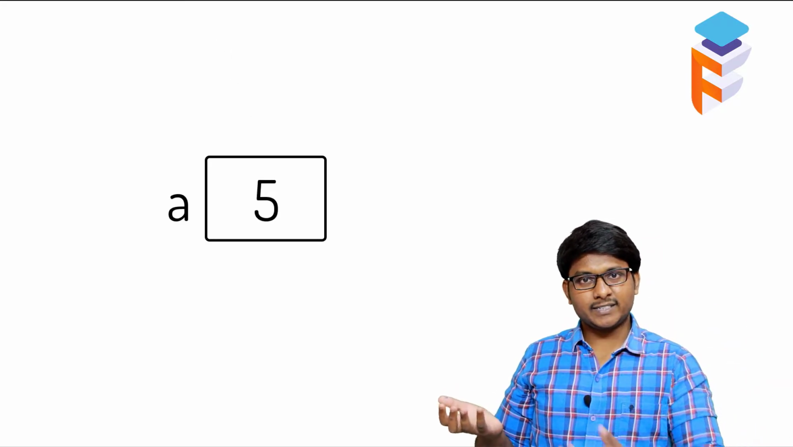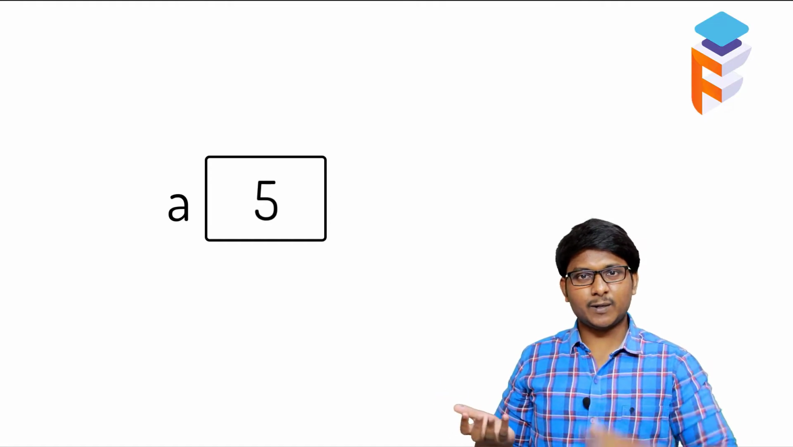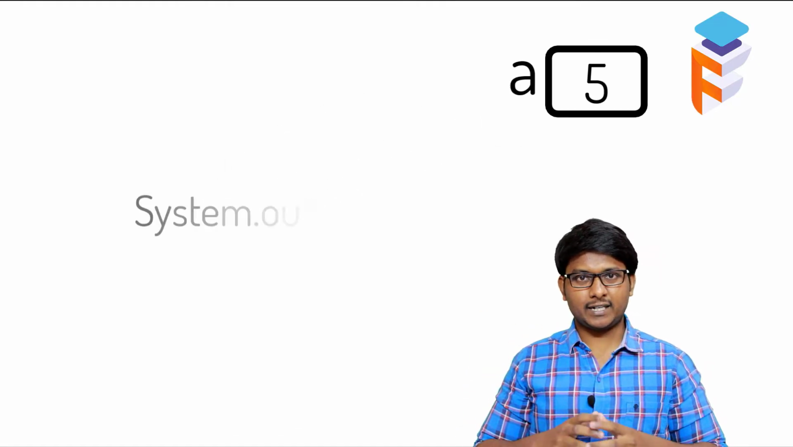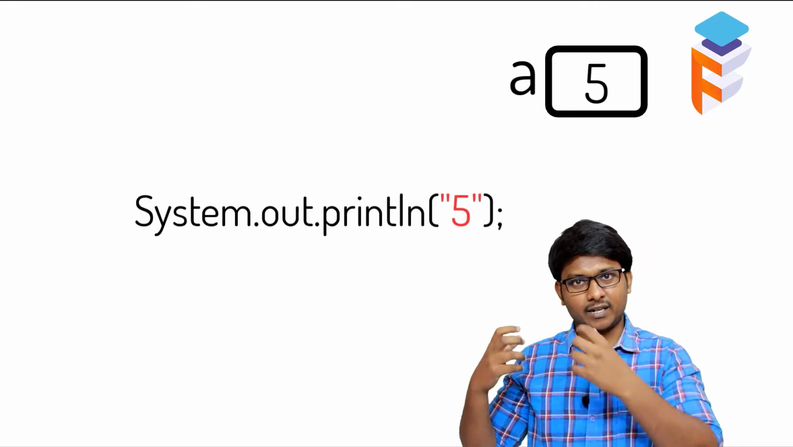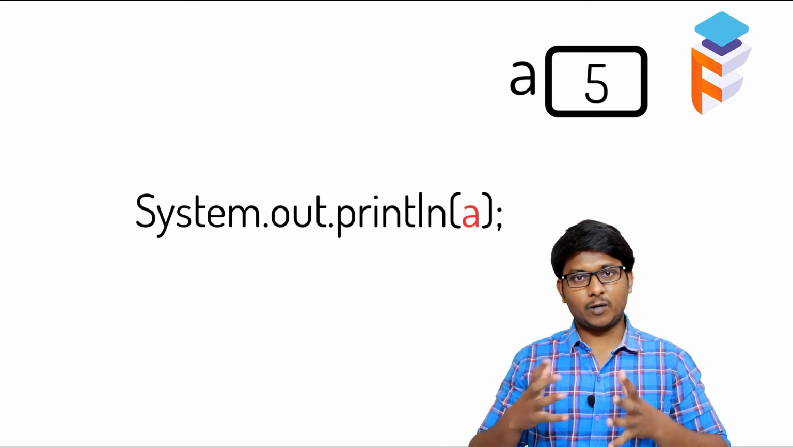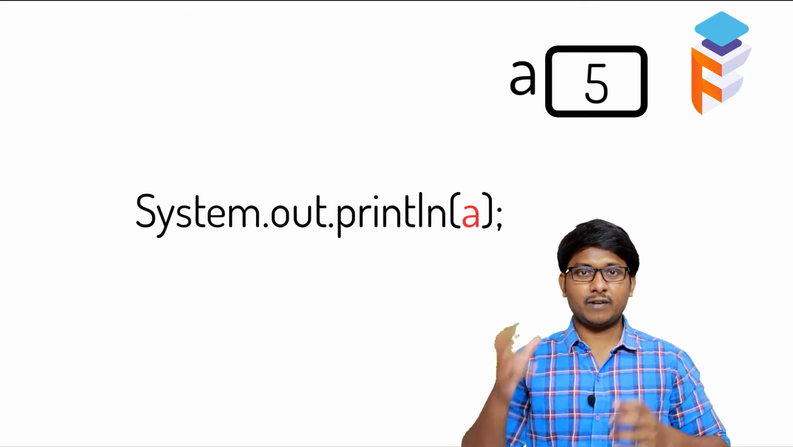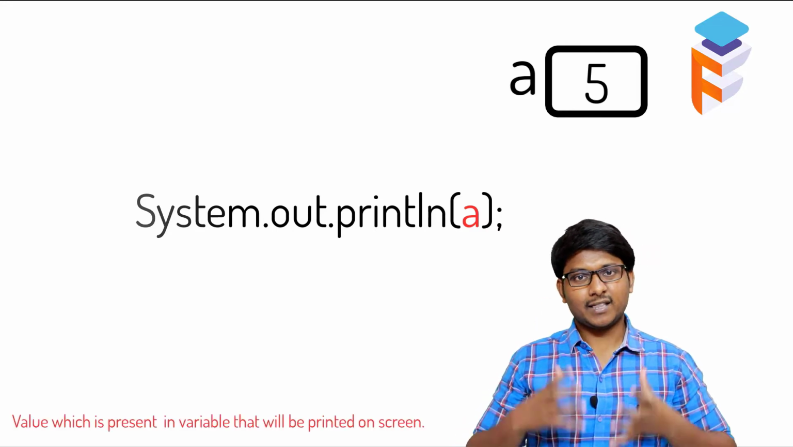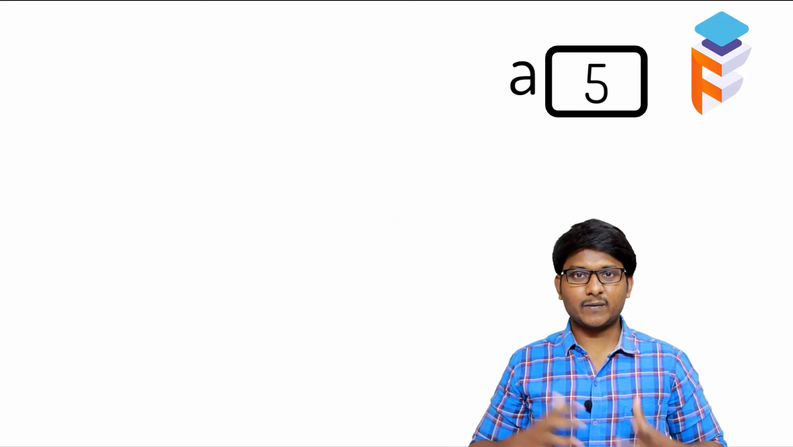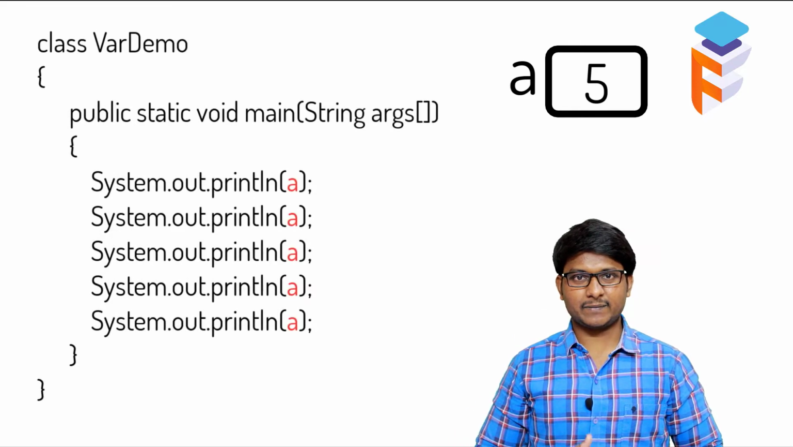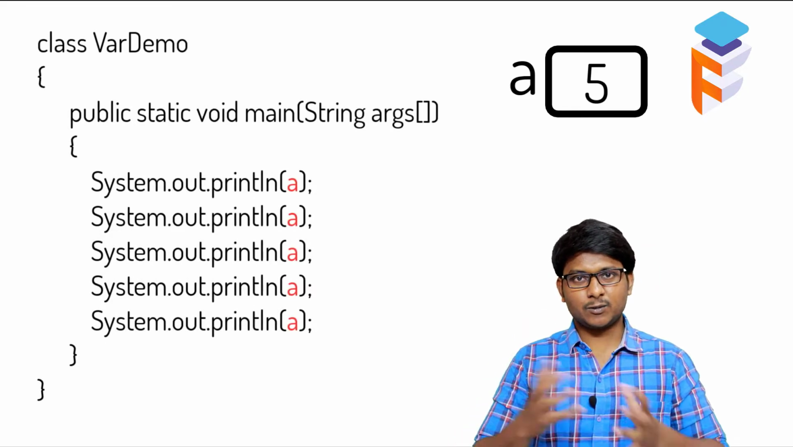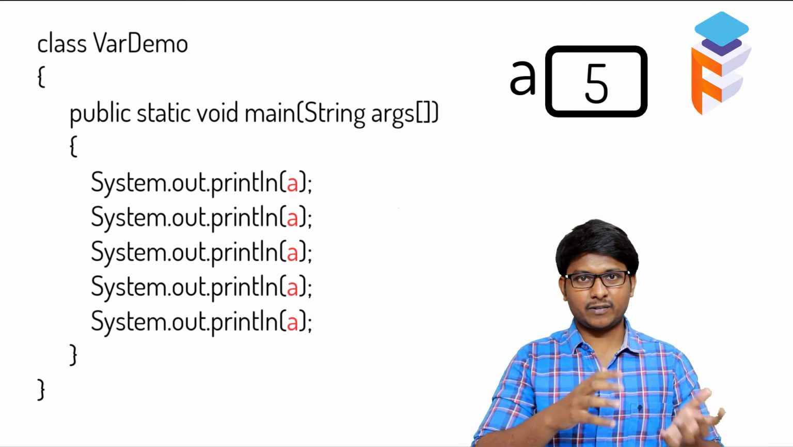Now you can use the name of this variable in your program. In System.out.println, instead of number 5 you can mention the variable name. Now what happens when you execute that program? The value which is there inside your variable will be printed on screen. So in all the 5 print statements, instead of writing number 5 directly, we can use this variable name.